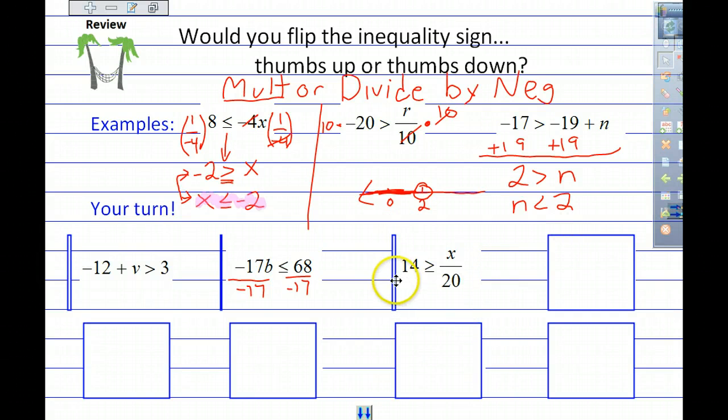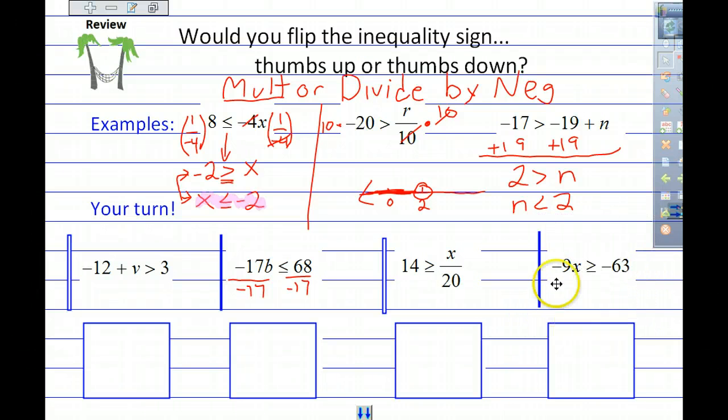Here, thumbs up or thumbs down? Yep, good, thumbs down. We're going to have to multiply by 20 on both sides. Not negative 20, but just 20. What about here? Thumbs up, thumbs down? Good, yes. Here we do have to switch the sign.